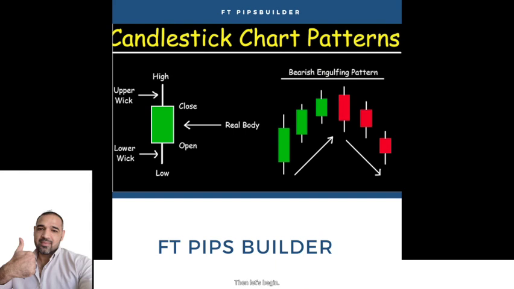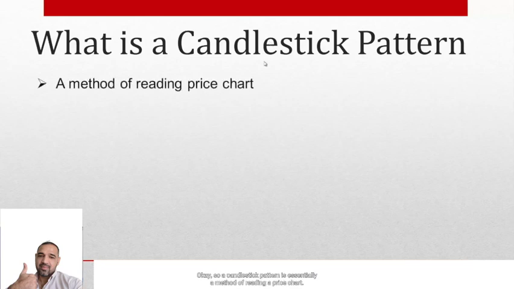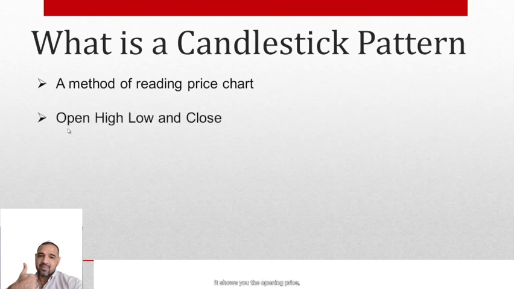Then let's begin. So the first thing to get started is, what is a candlestick pattern? A candlestick pattern is essentially a method of reading a price chart. It originated back in Japan. That's the history. And the key component of a candlestick chart is that it shows you four things. It shows you the opening price, the high of the session, the low of the session, and the closing price.